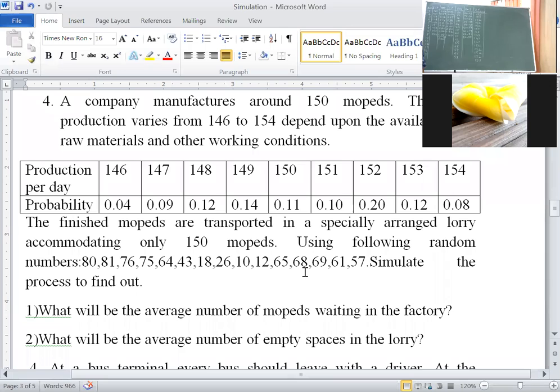Then what they asked: what will be the average number of mopeds waiting in the factory? That means balance with the factory. They asked balance with the factory.